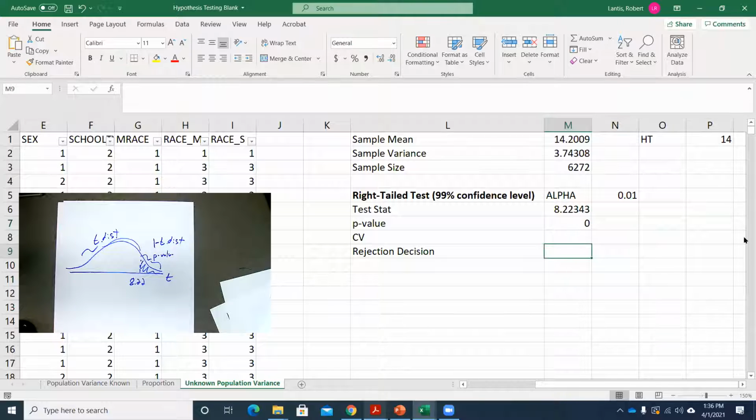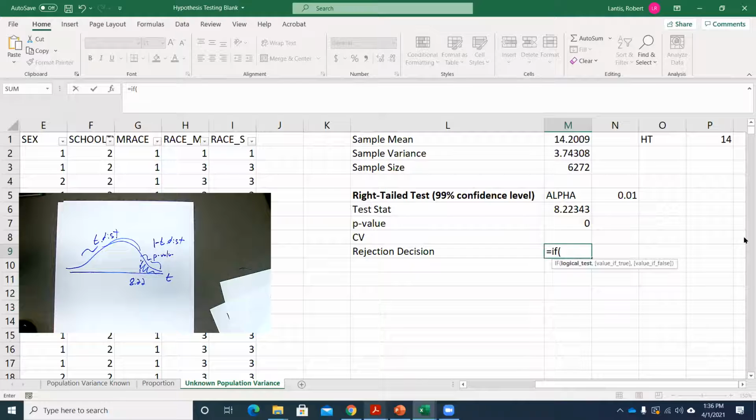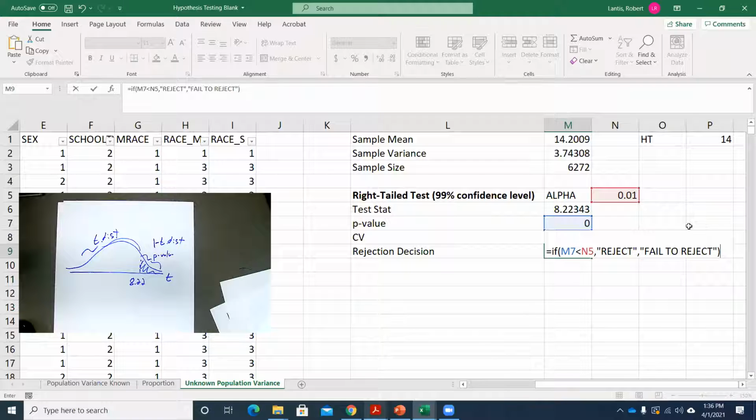I could set up my rejection decision the same way I did before. I can use that if statement: if my p-value is less than alpha, comma, put in the word reject, comma, if it's not, put in the words fail to reject. The exact same thing that I had in the other worksheet. That's just that decision. Burn that into your memory: if the p-value is less than alpha, we can reject.